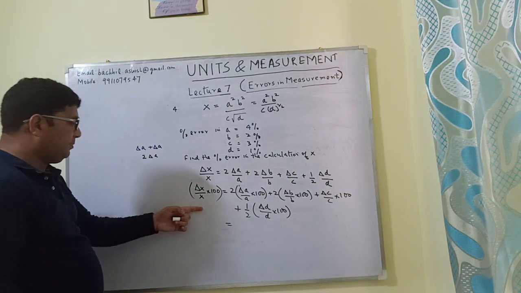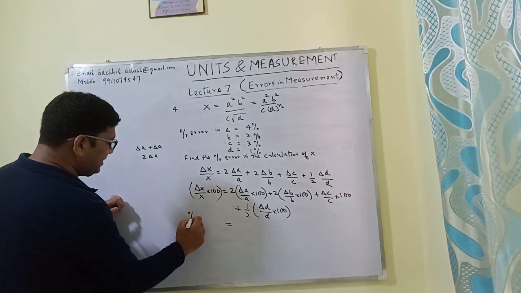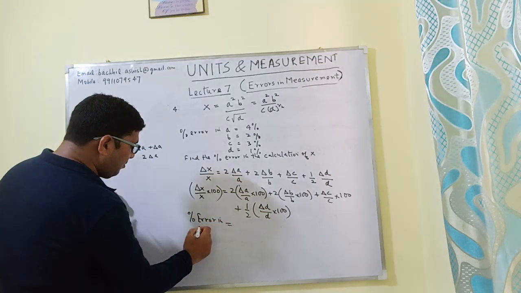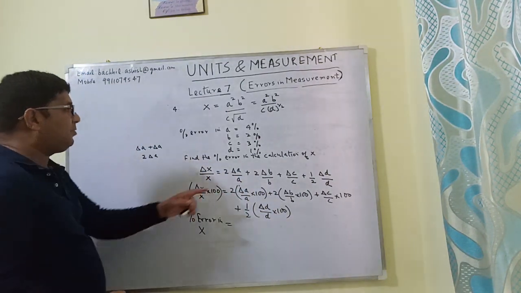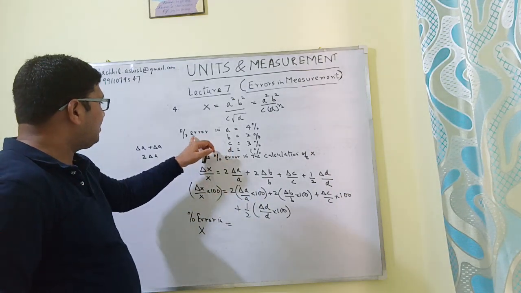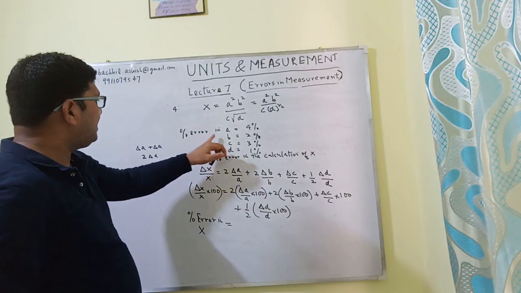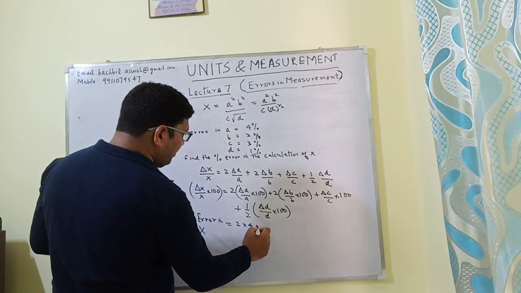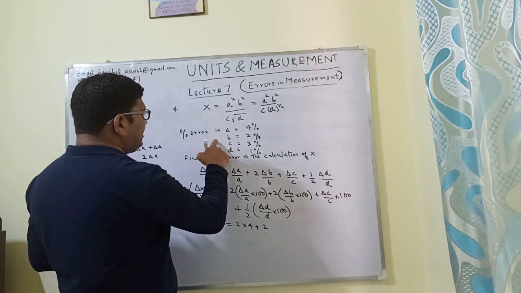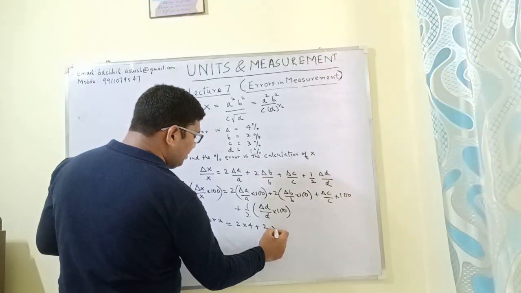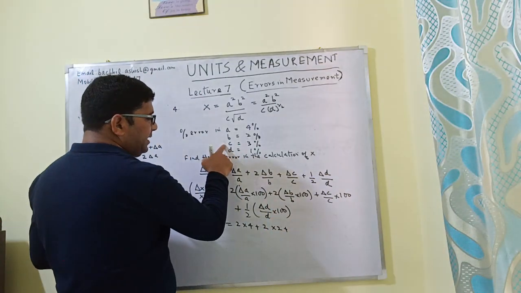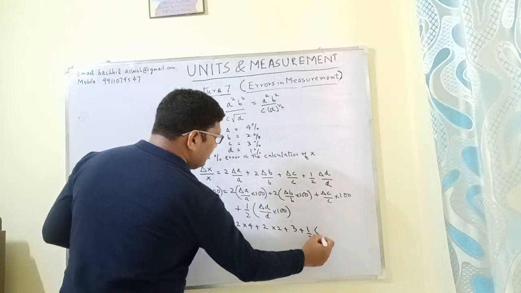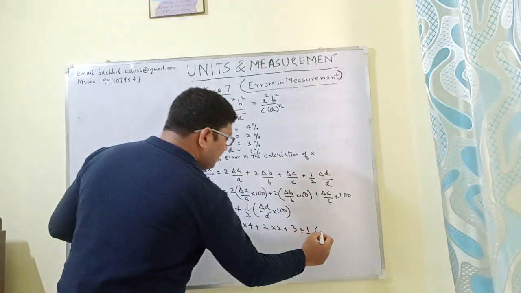So, this is the percentage error in the measurement of x. Percentage error in the measurement of x is equal to, now delta a by a into 100 is, we are already given, the percentage error in the measurement of a, which is 4%. So, this is equal to 4. So, 2 into 4 plus 2 into the percentage error in the measurement of b, which is 2. So, delta b by b into 100 is 2, so 2 into 2, plus delta c by c into 100 is 3%, plus half into the percentage error in the measurement of d, which is 1%.